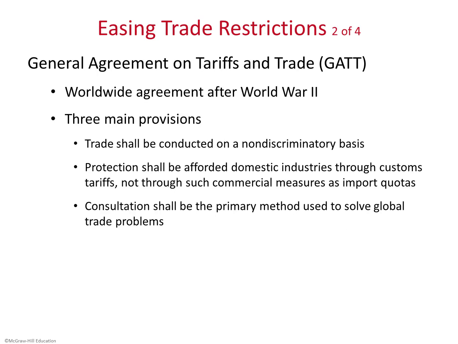Then we have the General Agreement on Tariffs and Trade, or the GATT, which is a worldwide agreement signed after World War II, and it has three main provisions. Trade shall be conducted on a non-discriminatory basis. Protection shall be afforded for domestic industries through custom tariffs, not through commercial measures such as import quotas. Consultation shall be the primary method used to solve global trade problems.